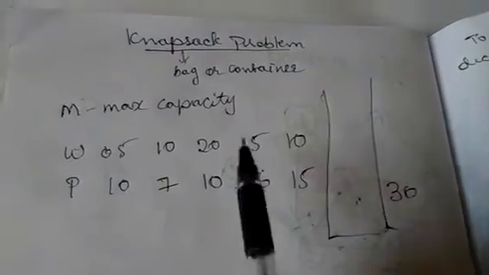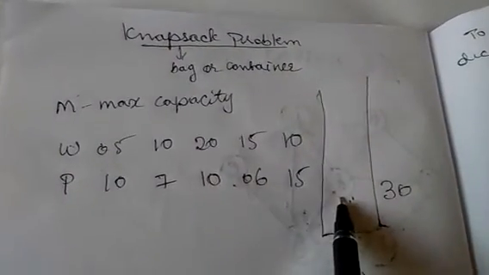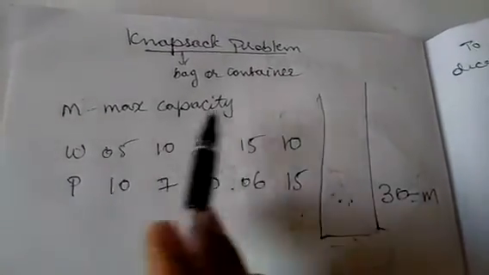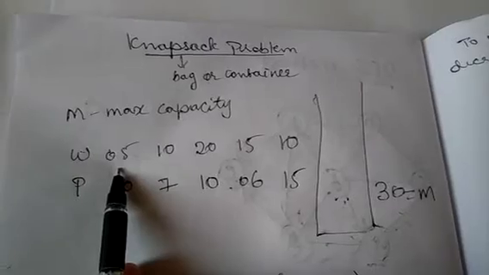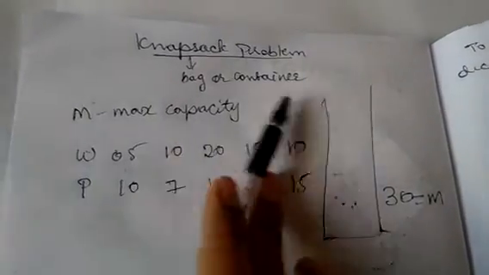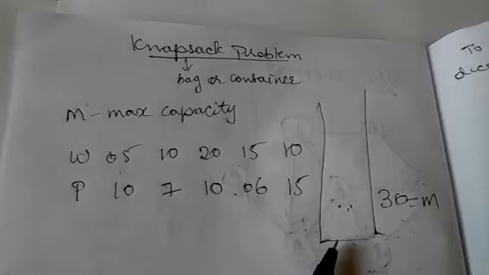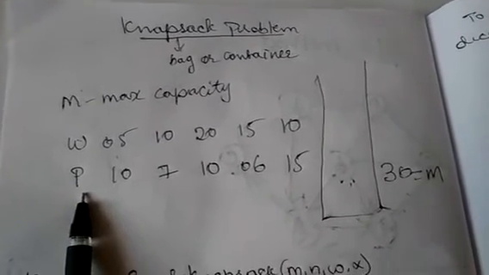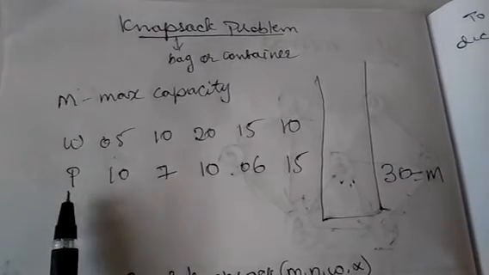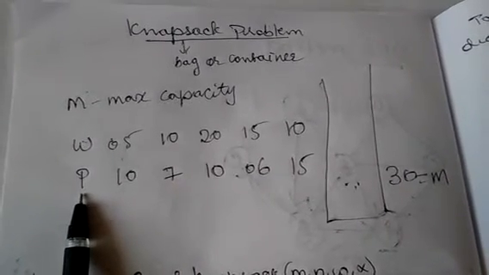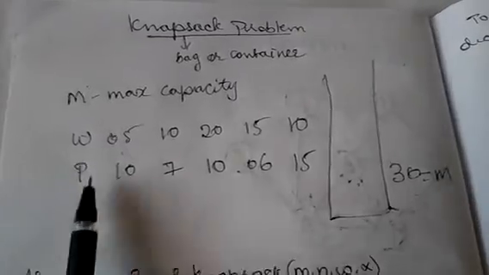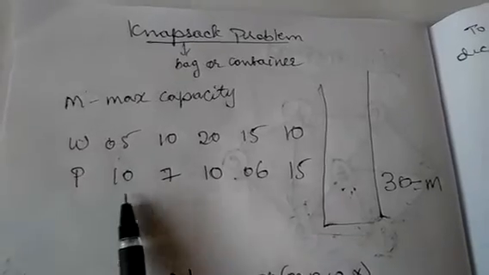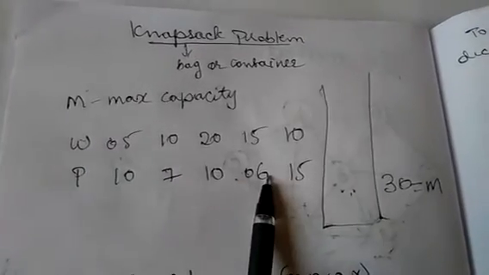Here you have to fill these weights into the bag. But what is the maximum capacity M? That is 30. But if you count, you will get more than 30. You have to decide how to fill these weights inside the bag so that you get the maximum profit. Here you can have some methods. First, I can select the item having maximum profit and put it inside the bag. Here 15 is the maximum profit, next 10, then 7, then 6, like this.